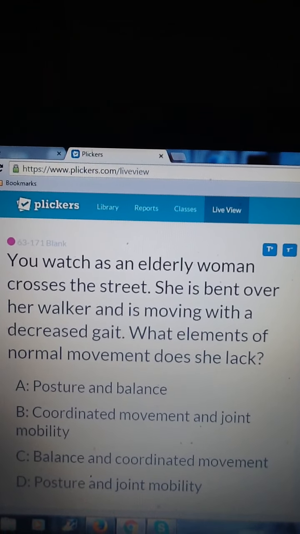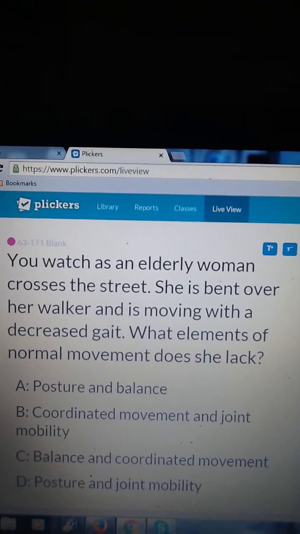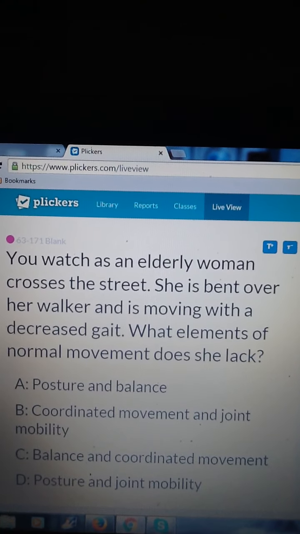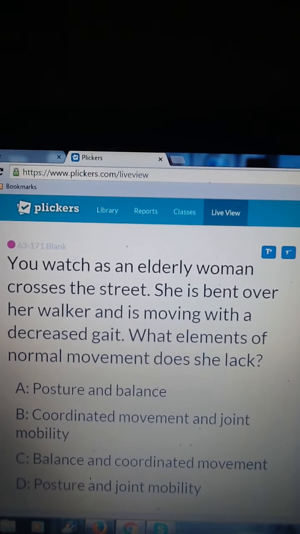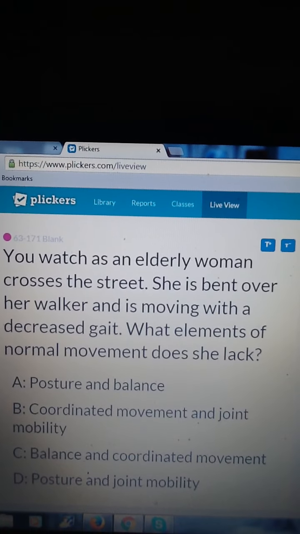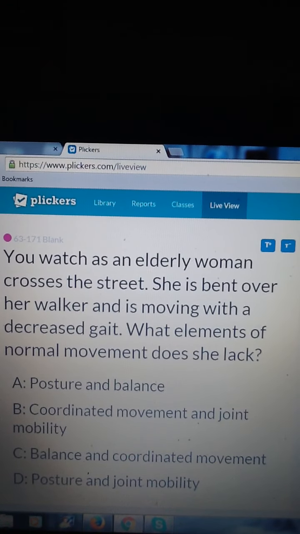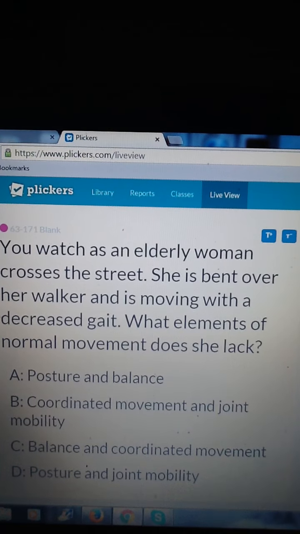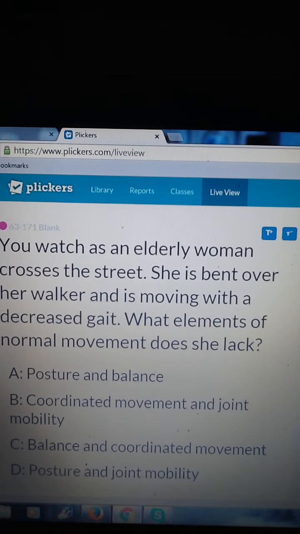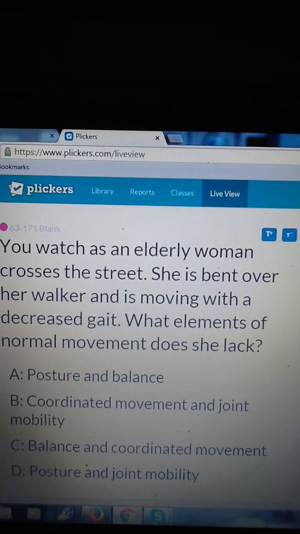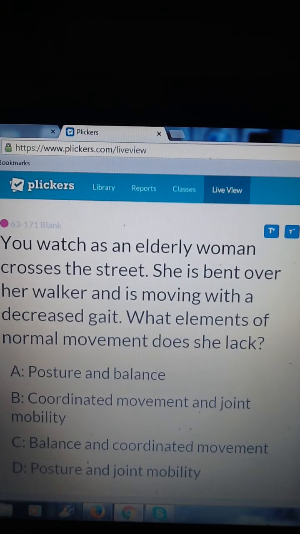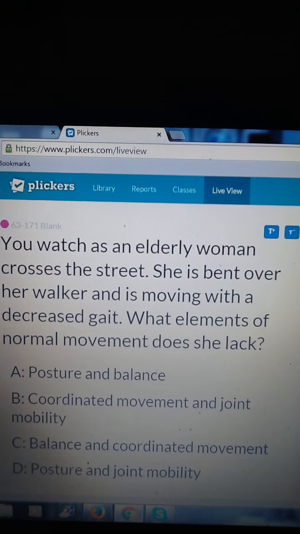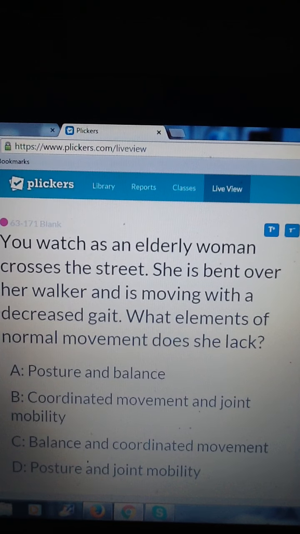Moving on. This is with the physical activity lecture, the last lecture in week 5. You watch an elderly woman cross the street. She is bent over her walker and is moving with a decreased gait. What elements of normal movement does she lack? Is it A, posture and balance, B, coordinated movement and joint mobility, C, balance and coordinated movement, or D, posture and joint mobility? And the answer here is D, posture and joint mobility.